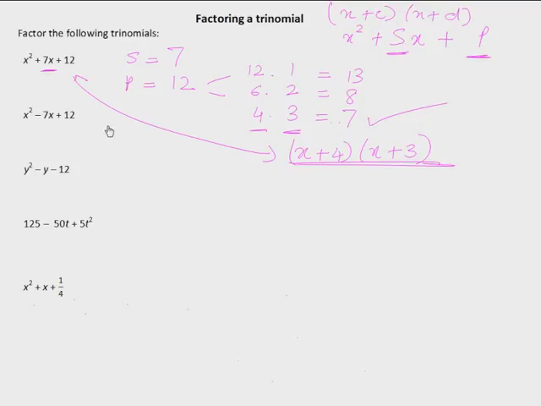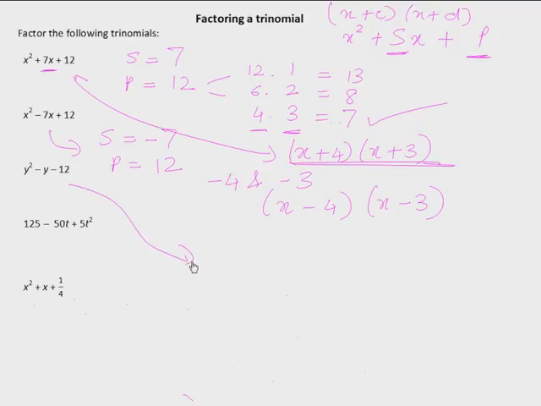Let's do this one. Here what do I want? Here I want a sum of minus 7 and a product of 12. I know that 4 plus 3 was 7, so minus 4 plus minus 3 will be minus 7, and minus 4 into minus 3 will be 12. So I know my two numbers are minus 4 and minus 3. So my binomial becomes x minus 4 into x minus 3.